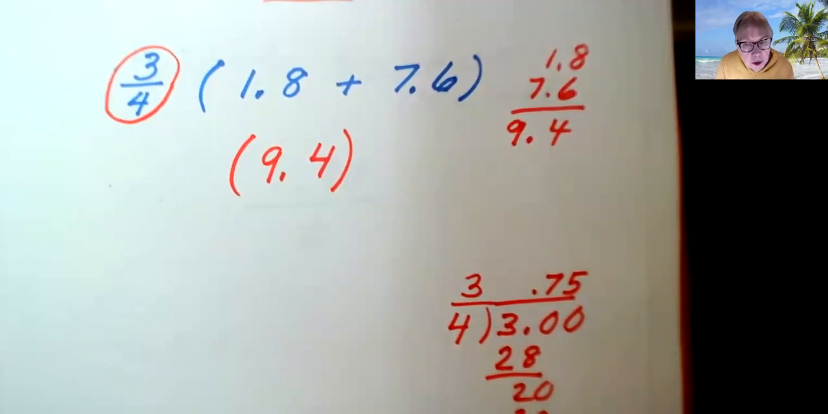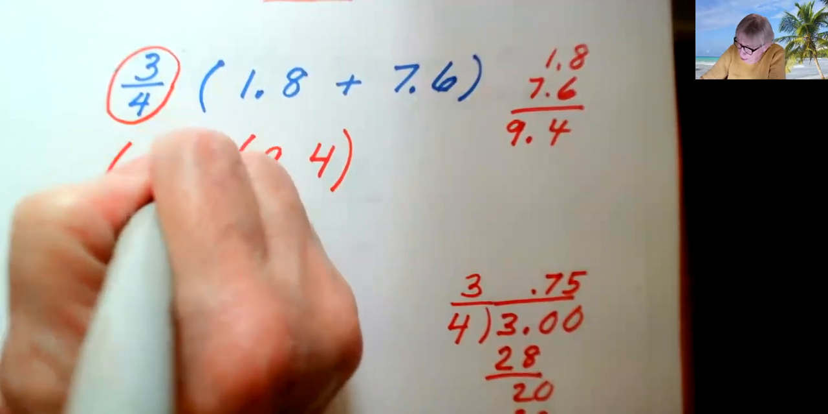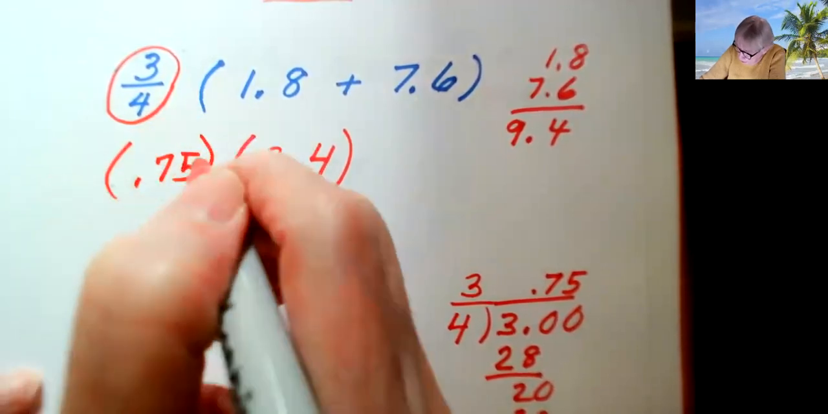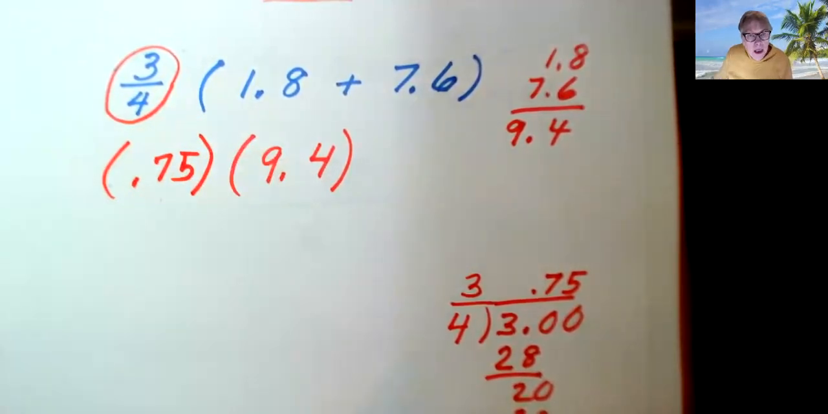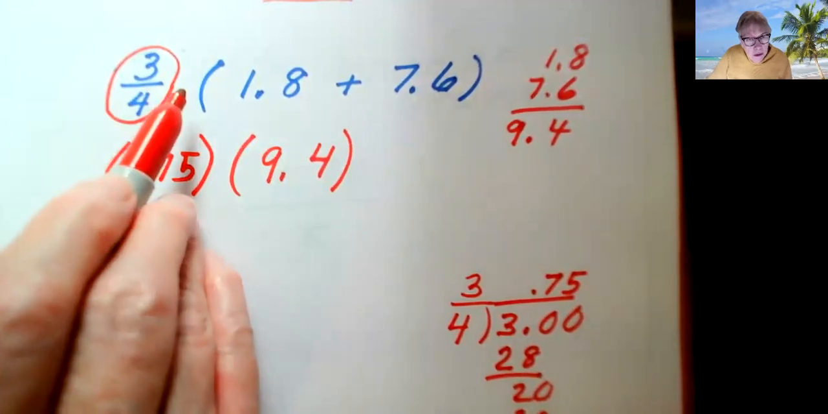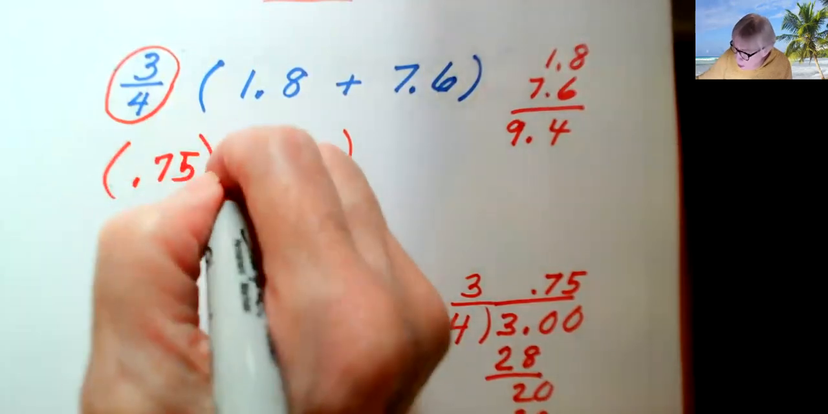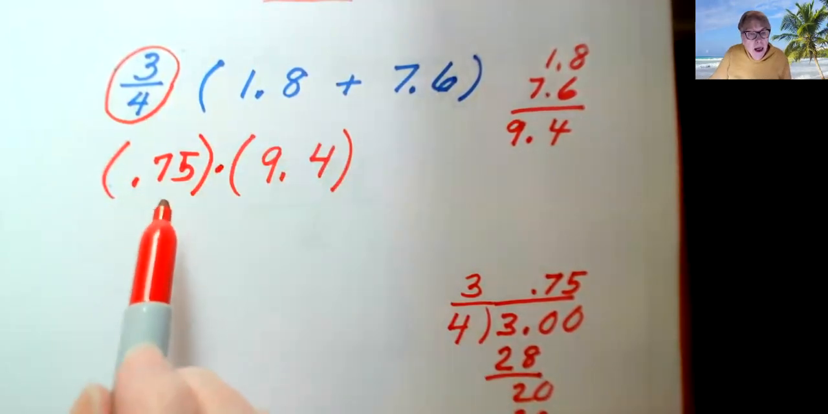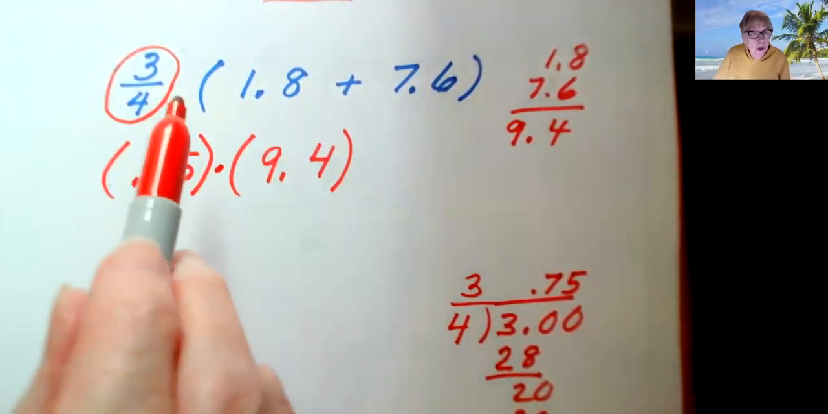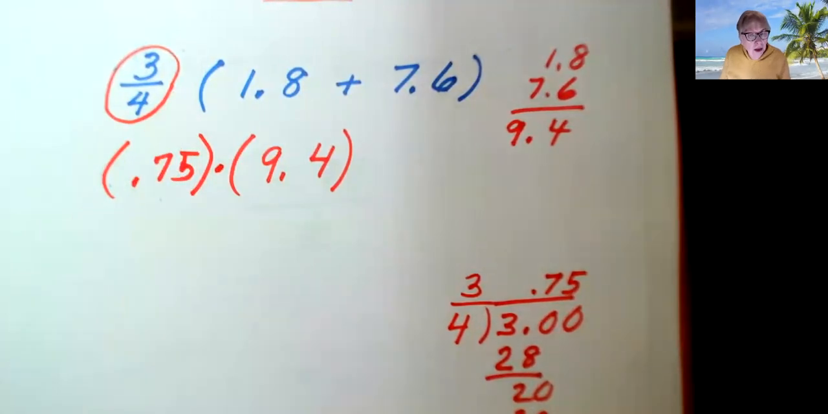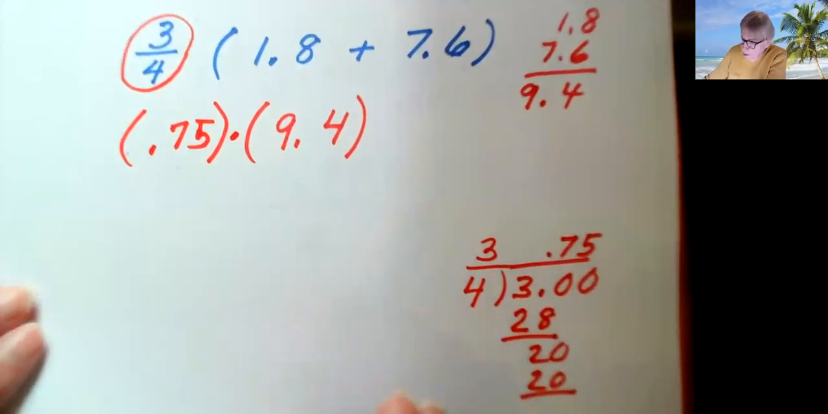So the decimal version of 3/4 is 0.75. If you look closely at the original problem, there was nothing in between here, and so you have to assume it's multiply. The parentheses tell you so. The fact that there was nothing here tells you so. And so at this point, we're back to the other section.